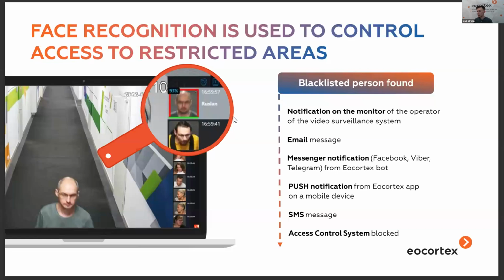You also can receive messenger notifications, particularly on Facebook, Viber, or Telegram from the Eocortex bot. Also push notifications from the Eocortex application on a mobile device. By the way, we have our own mobile application, which is available completely free of charge. And you also can receive an SMS message in any format that is more convenient for you. As a result, when a blacklisted person is found, you are notified in different ways.